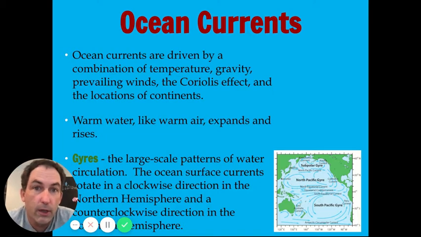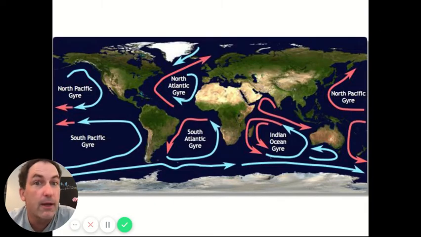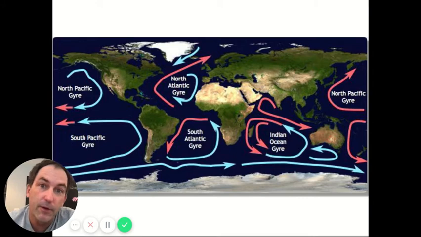So, warm water, just like air in the atmosphere, expands and rises. Cold water sinks. And so we have the formation of these large-scale ocean-wide gyres, which are basically currents that operate in a circular motion. In the northern hemisphere, they tend to operate in a clockwise manner, and in the southern hemisphere, a counterclockwise manner. And there are basically 5 gyres.